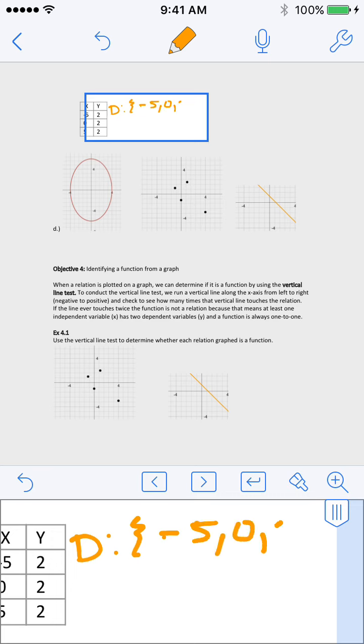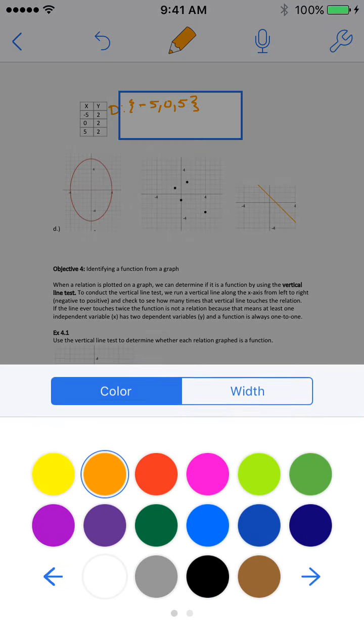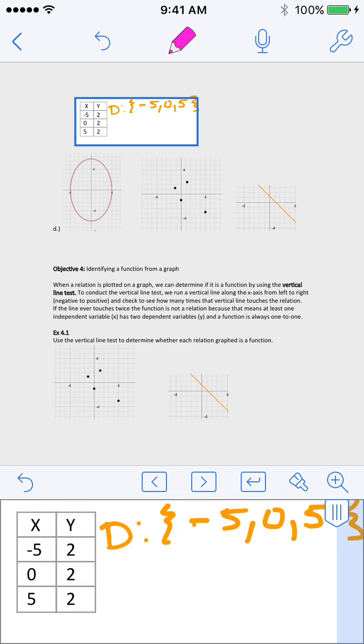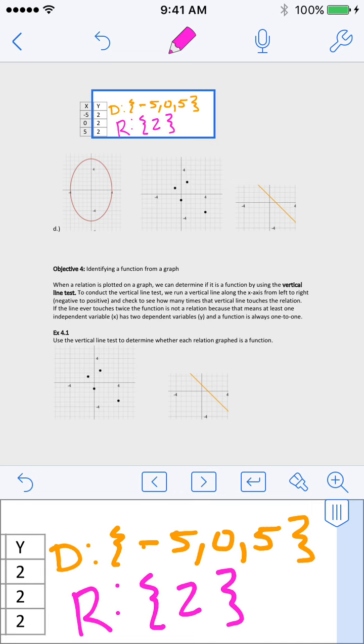-5, 0, and 5. Curly bracket. And then our range would be all of our y values. Now remember, just like in our tables, we don't want to double up. So what they've given us here is a range of 2. That's it. Don't ever have multiple copies in your domain or range, right? -5 and 5 are two very different numbers, but 2 is the same number.